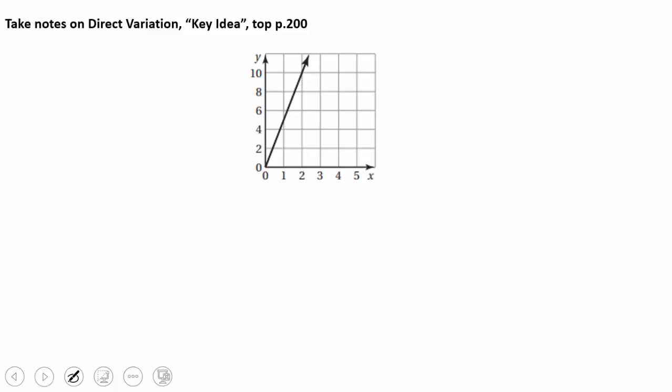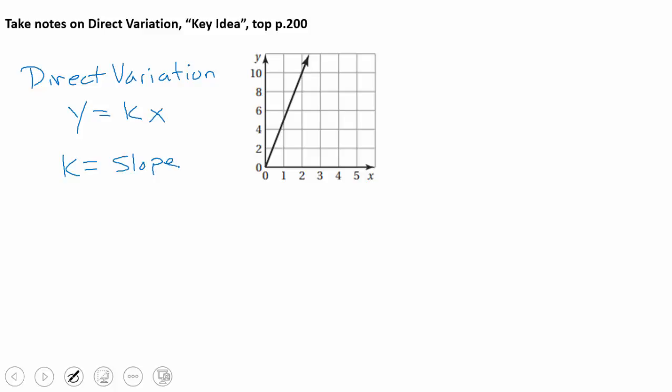Some of those notes taken should be, hey, direct variation has an equation. And that equation is y equals kx. And it even said right in the book where k is the slope. So I don't understand why they want to use k, other than that they think k defines that you have a proportional relationship, that you have a constant of proportionality.